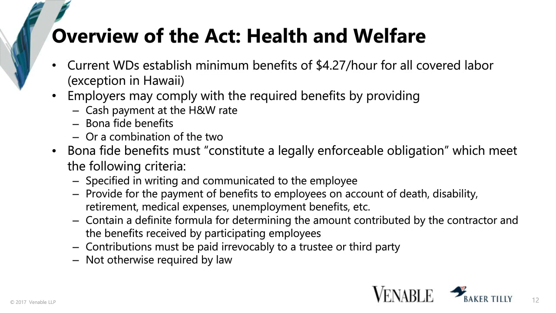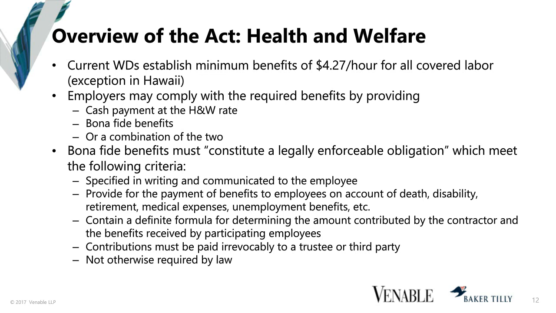You as the employer can comply with the health and welfare in multiple ways. You can do a cash payment at the health and welfare rate. This has traditionally been sort of the easiest way to do it. They worked 40 hours, they get 40 hours times $4.27 an hour. You put the extra amount on their paycheck, so you're good to go. Or bona fide fringe benefits, or a combination of the two.